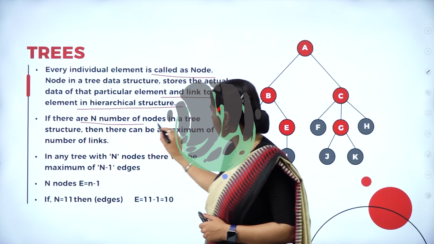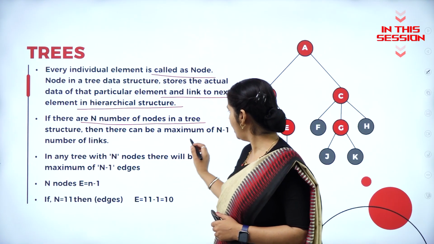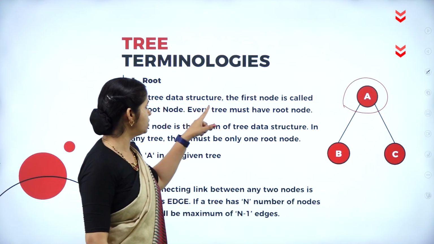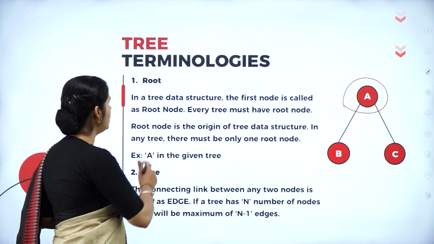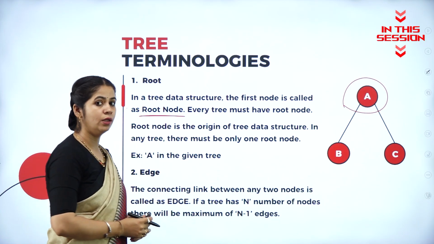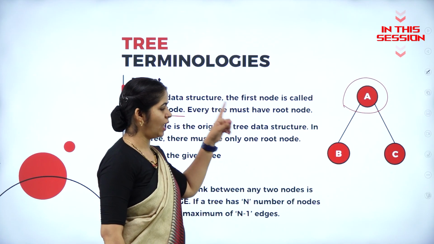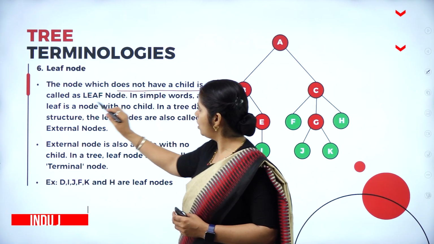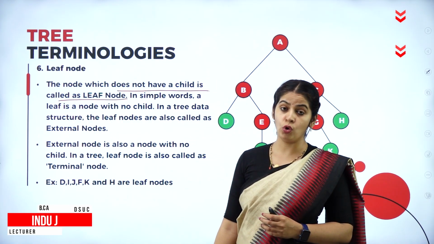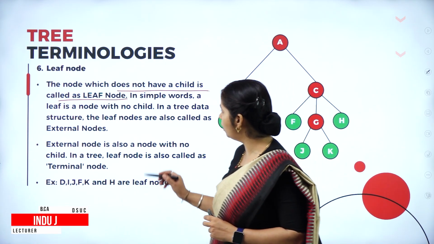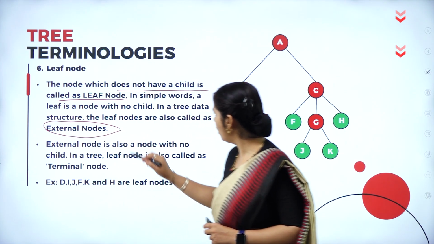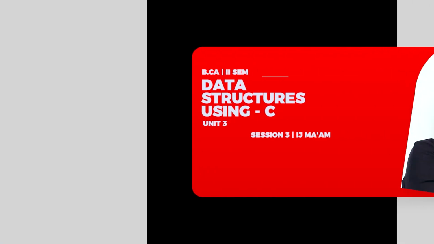If there are n number of nodes in the tree structure, then there is a maximum of n minus 1 links. In a tree data structure, the first node is called the root node. What is that? The root node. Every tree must have a root node. Without a root node, we cannot build any tree. Nodes which do not have any children are called leaf nodes. We can also call it a terminal node, or an external node.